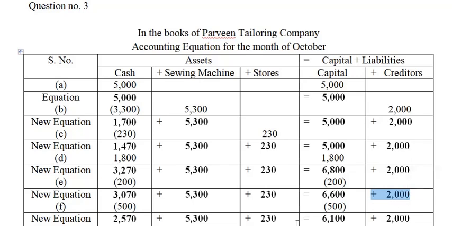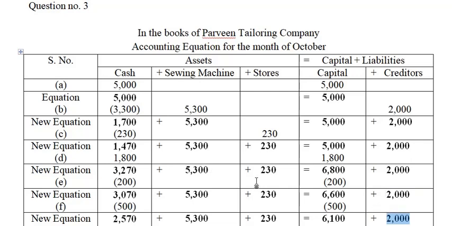Now let us move on to point number F. In point number F, you are paying salaries, rupees 500. So cash will decrease again. From 3,070 rupees, if you subtract 500, it will be 2,570 in the new equation. For sewing machine, it will be 5,300. For stores, it will be 230. For capital, if you subtract 500, it will be 6,100. And this is your 2,000.